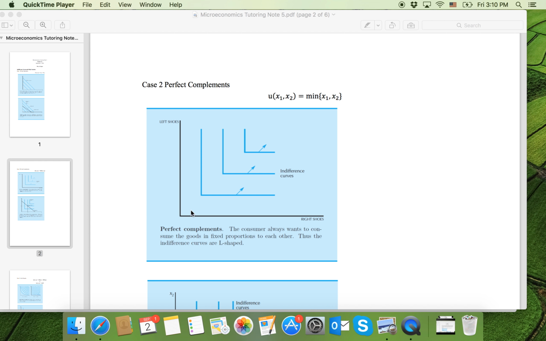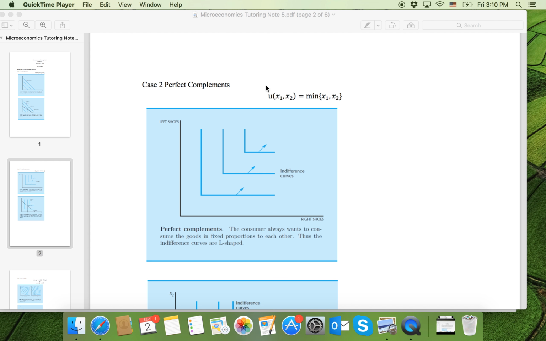The only way to increase utility is to increase the number of pairs you have. For example, this is two left shoes and two right shoes. It gives you a higher utility than one left shoe and one right shoe. But if you are here, which is two left, three right, it gives you the same level of utility as two left, two right, because it's the pair that matters, not the individual number of shoes.